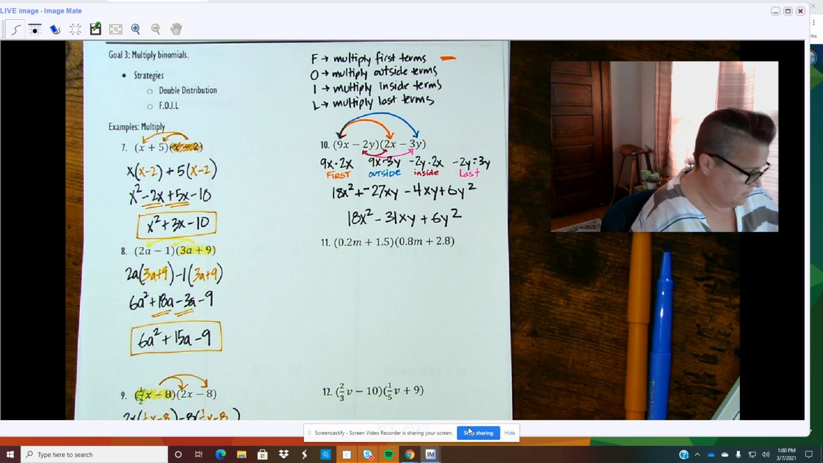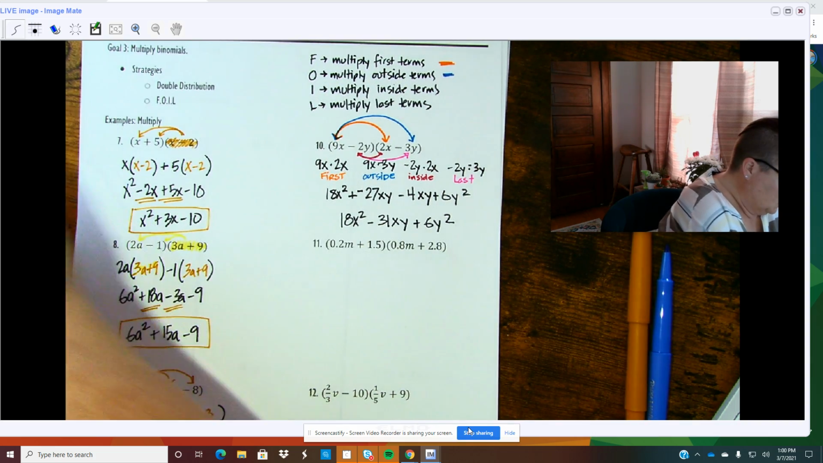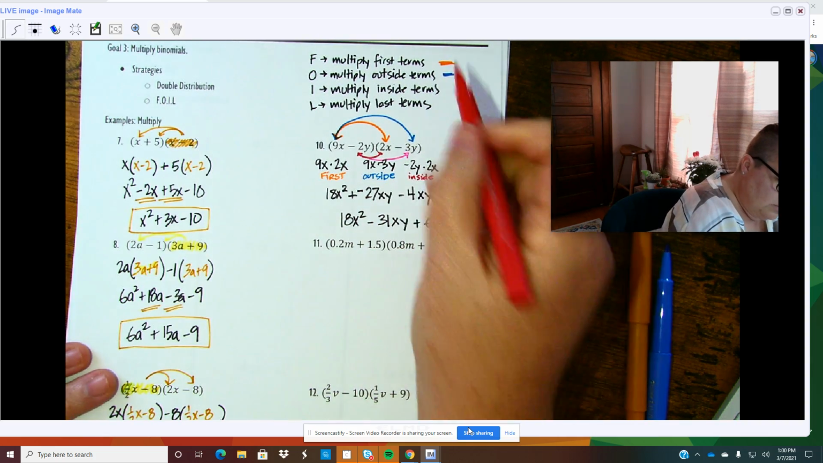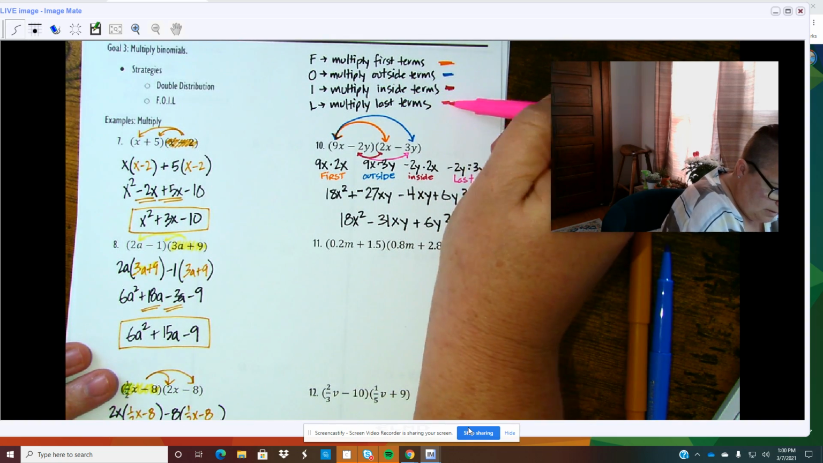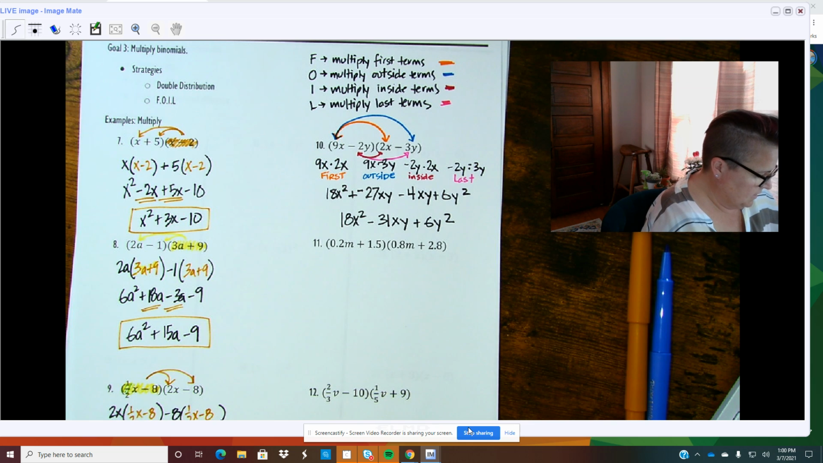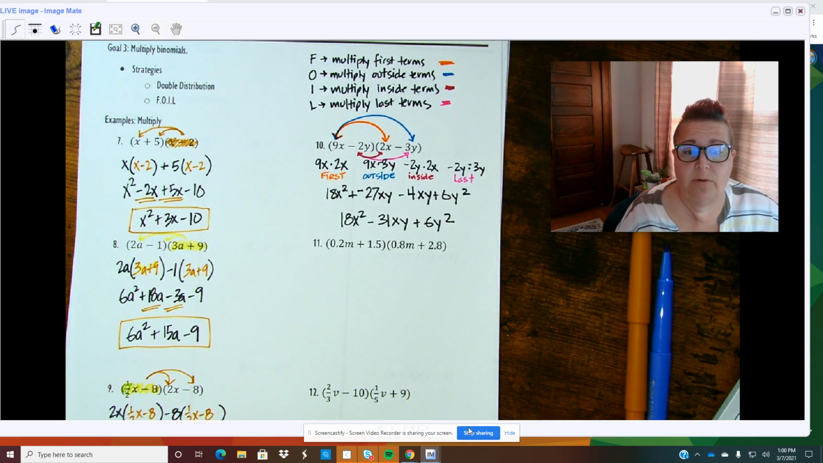So the first, and then I used this lovely blue for the outside. For the inside, I'd use the red. And for the last, I used the pink. Okay, so let's maintain those colors and see what I can do. All right, ready for number 11?